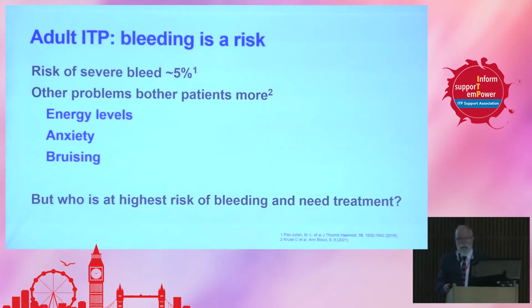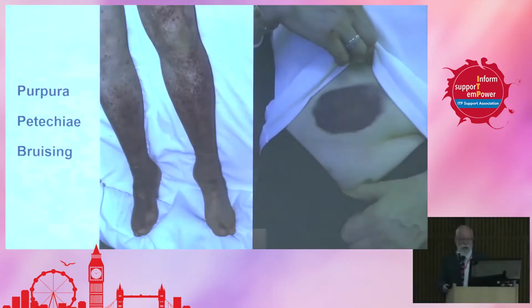But bleeding is a problem. But how can we magically work out who is going to bleed? Can we predict who will bleed? Because that would be really useful.